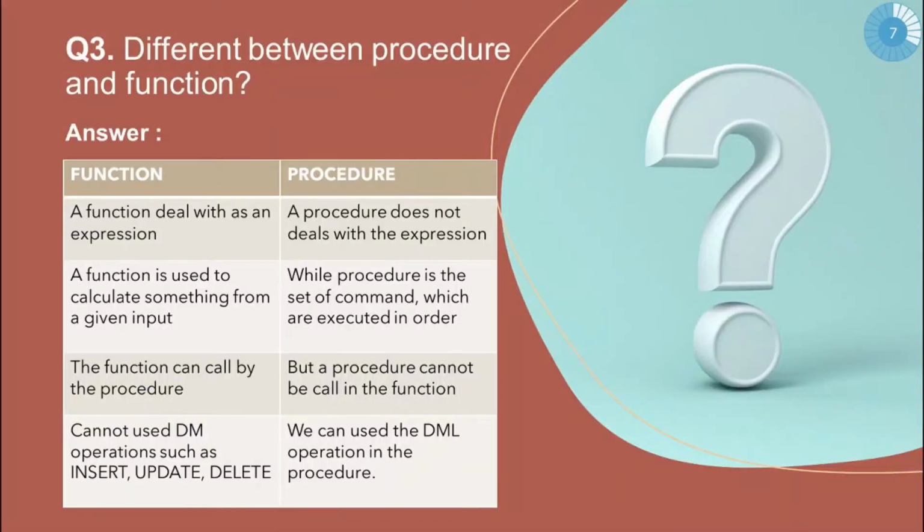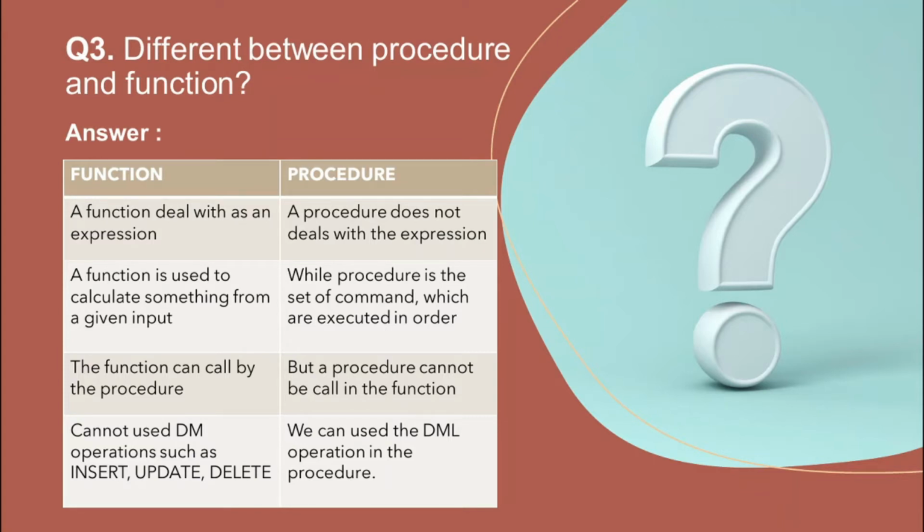So let's have the answer. First, a function deals with an expression. Generally it deals with expressions. A procedure does not deal with expressions. Why do we call a function? To calculate some value or to get some return value. So in a function we deal with expressions, while in a procedure we do not deal with expressions.